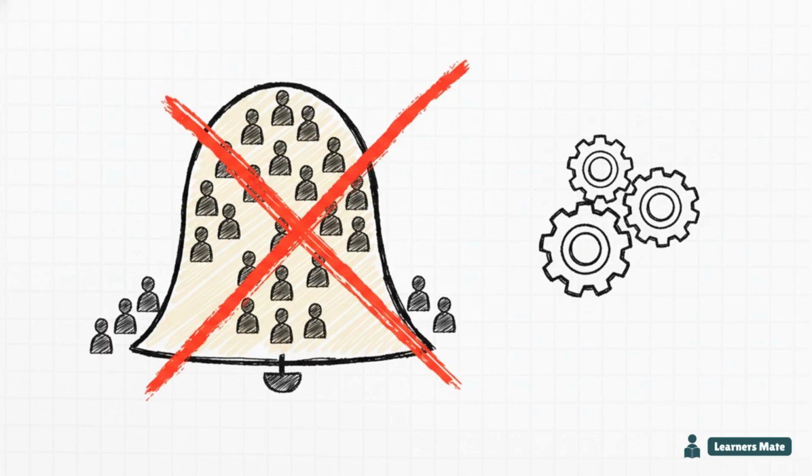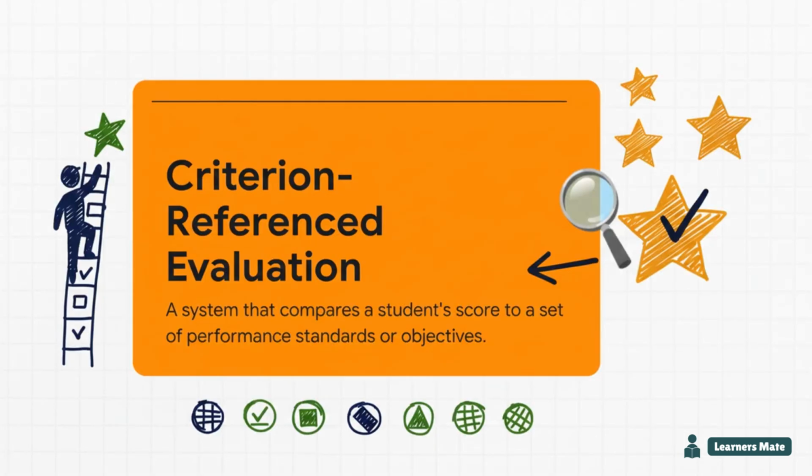But critics say, hang on, learning isn't a random lottery, it's intentional. With this system, your grade could totally change just based on who happens to be sitting next to you. So the other side of the coin is criterion-referenced evaluation. Here, it doesn't matter one bit what your classmates do. Your score is compared to a clear, preset standard.